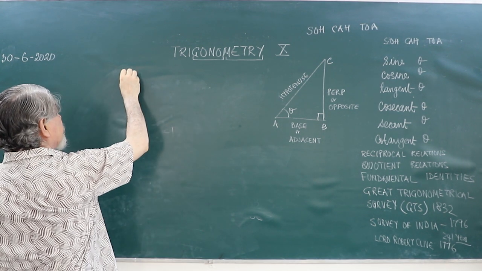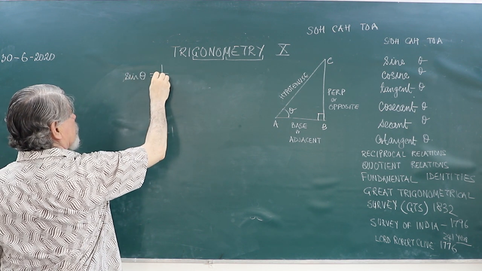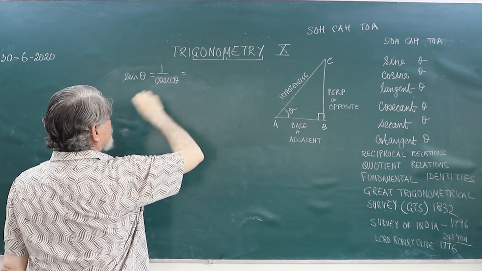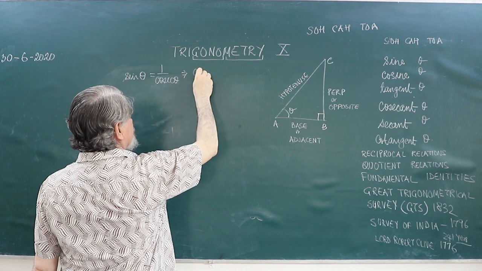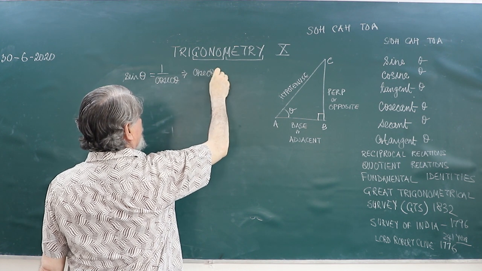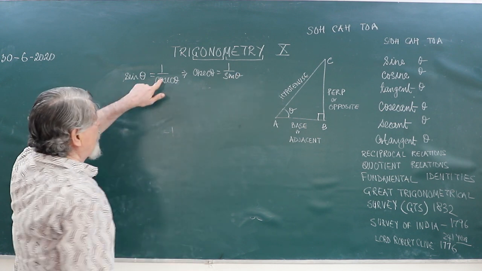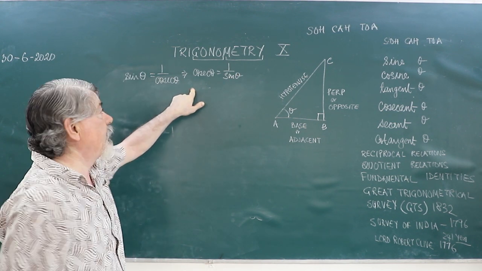Like I would say, sine theta is 1 upon cosec theta, or cosec theta is 1 upon sine theta. It is one and the same thing. I have taken cosec here and brought sine. You know, in ratios we can do that.